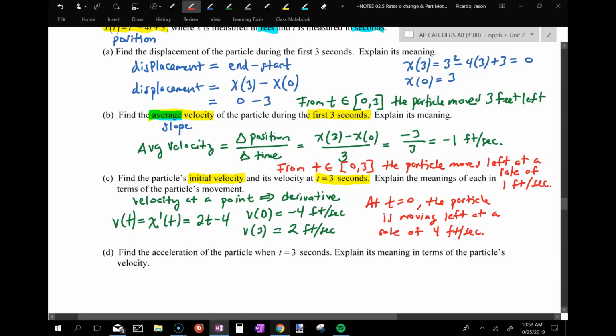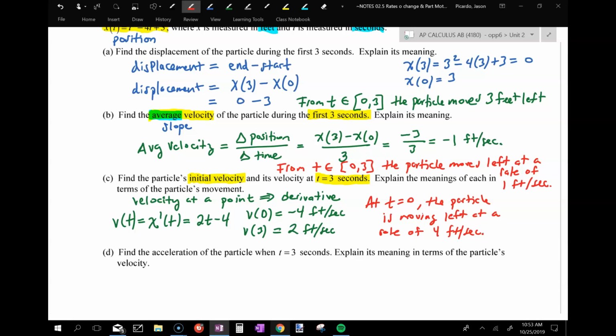And then what's happening at 3 seconds? At 3 seconds, the particle is moving right at a rate of 2 feet per second. Everybody okay with that? Right? So those of you that are taking physics have a little bit of an advantage right now because, I mean, this terminology, these phrases sound familiar, right?